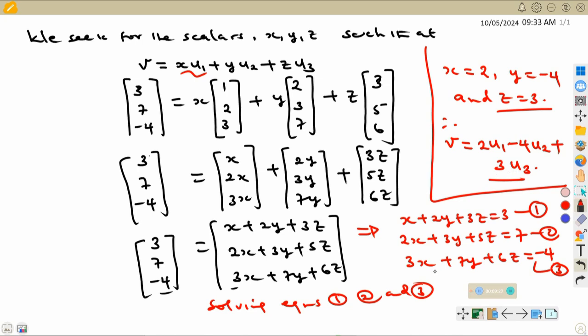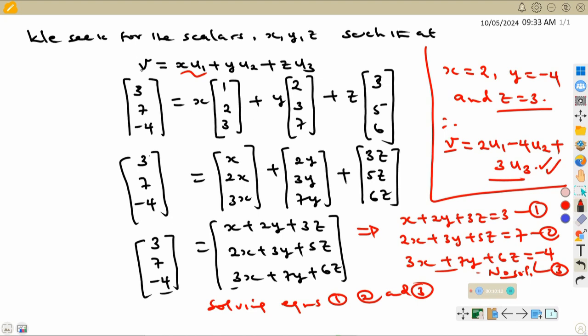But in case you solve these equations and they have got no solution, if such a solution does not exist, then it means v cannot be written as a linear combination of u1, u2, and u3, since we shall not be able to get these scalars here. If you get a unique solution, then it will help you to get these scalars. Otherwise, if the solution does not exist, then v cannot be expressed as a linear combination of these vectors. So that is how we deal with a linear combination.